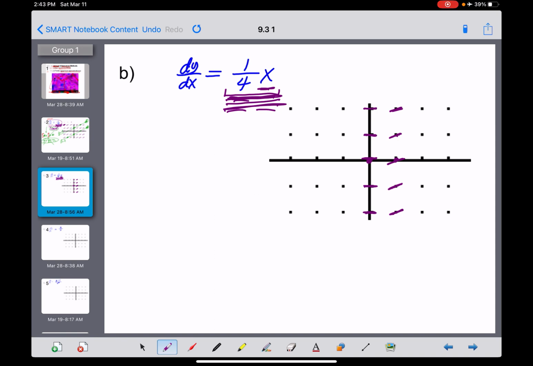If we push to the right now, where x is 2, now it would be 1/4 times 2, so a slope of 1/2. Still positive, but a little bit steeper than it was just a second ago. And if I push just a little further to the right, where x is 3, now our slope is going to be 3/4. Still positive, but a little bit steeper than it was before.